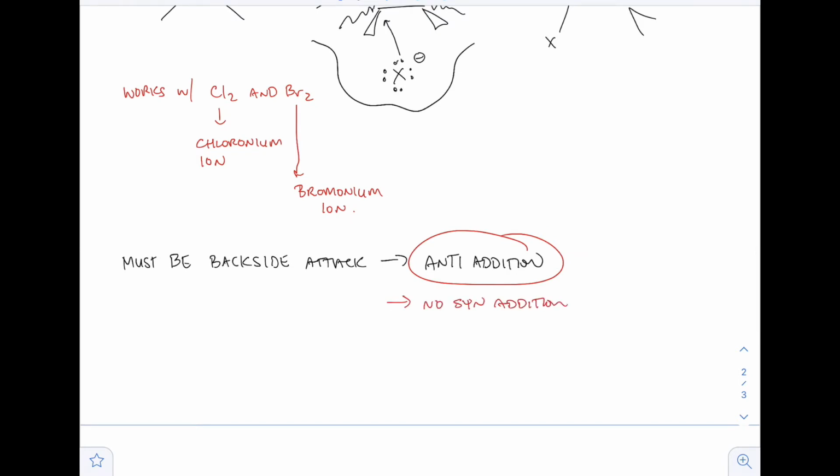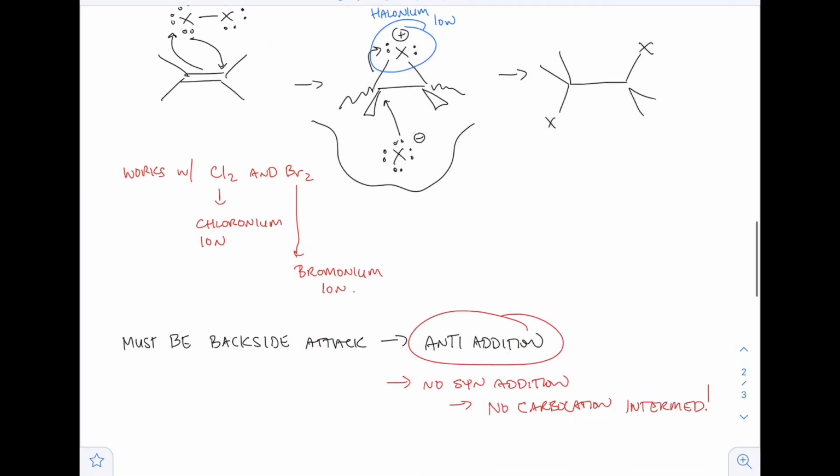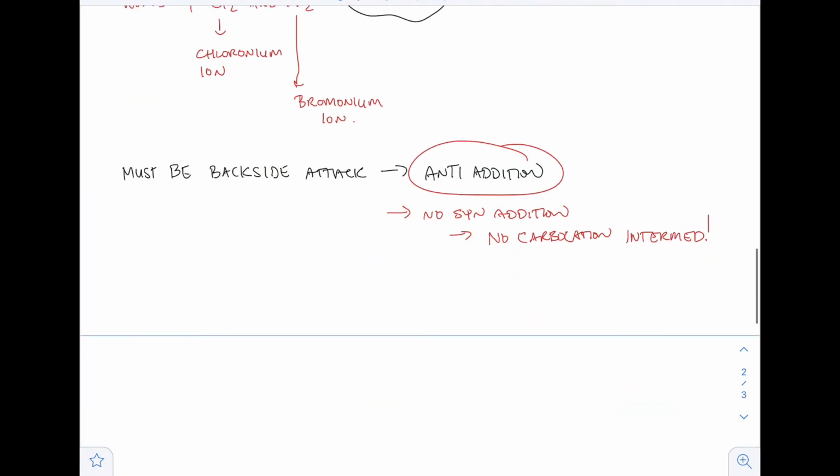So it must be backside attack, which leads to anti-addition. There's no syn addition because there's no carbocation intermediate. Okay, so because we have that halonium ion forming, there's never a carbocation intermediate, and so we have to get backside attack, because you can't have two halogens approaching from the same side. That's too much electron density, and there's going to be too much repulsion. Okay, so it's essentially an SN2, just like we might see in an epoxide reaction, right?